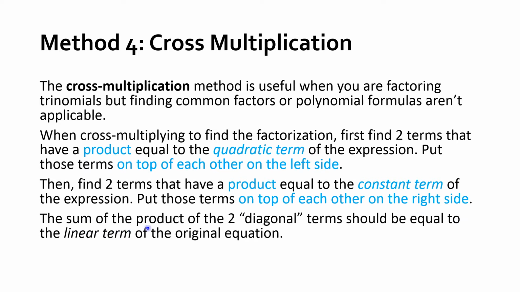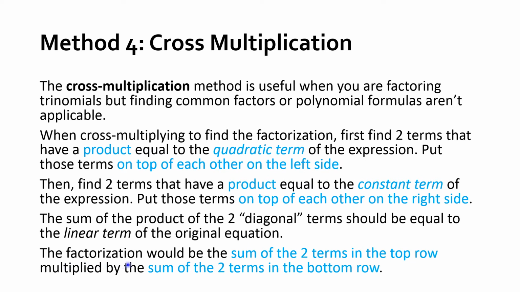The sum of the products of the two diagonal terms should be equal to the linear term of the original expression. The factorization would be the sum of the two terms in the top row multiplied by the sum of the two terms in the bottom row.